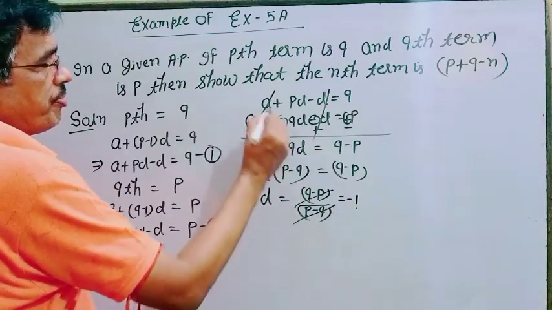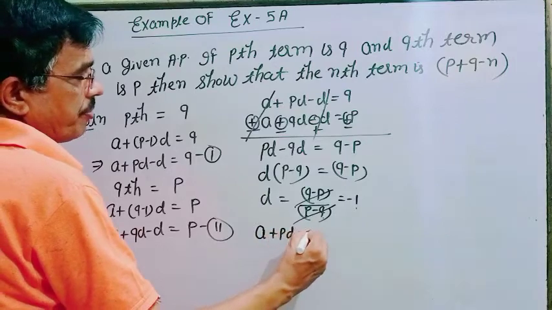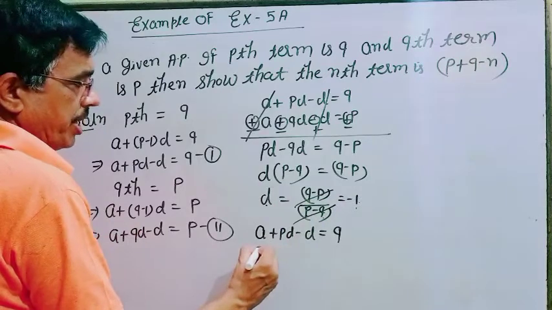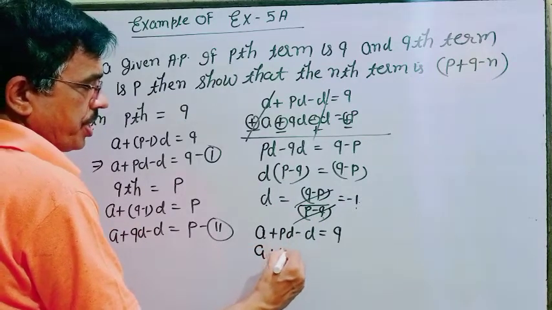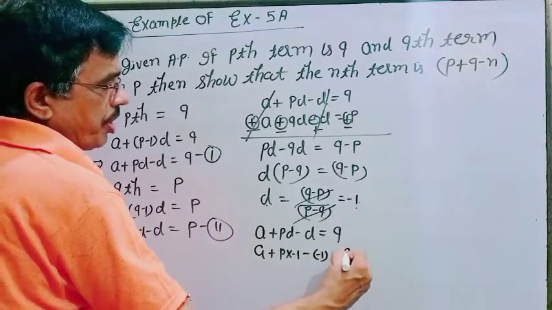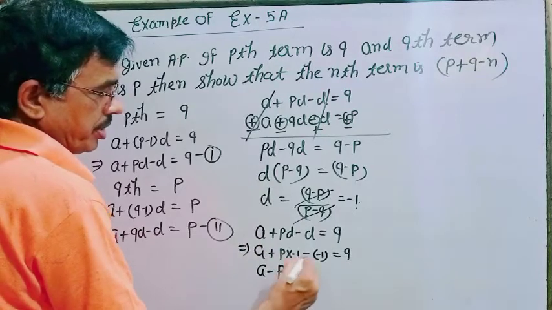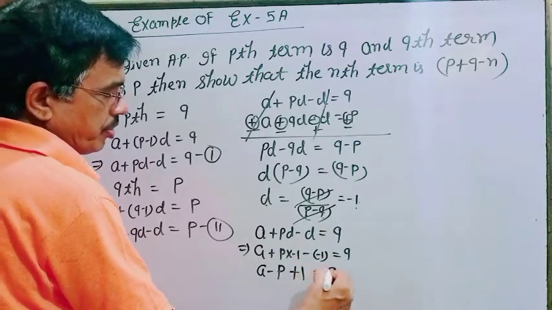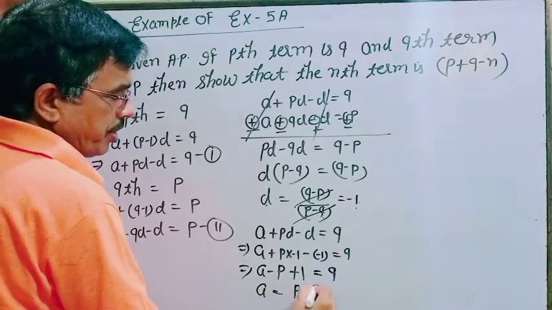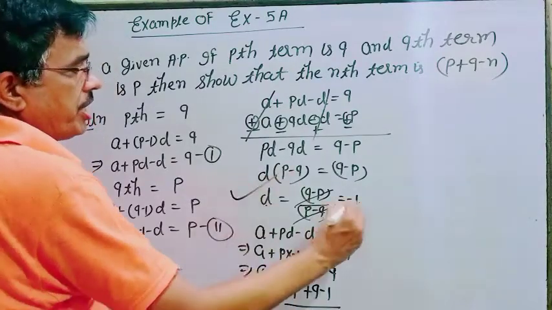Now put this minus 1 in the first equation. So your equation is a plus pd minus d is equal to q. So at the place of d write minus 1. So a plus p into minus 1 minus minus 1 is equal to q. So a minus p plus 1, because minus minus plus, is equal to q. Hence a is equal to p plus q minus 1. So a is equal to p plus q minus 1 and d is equal to minus 1.